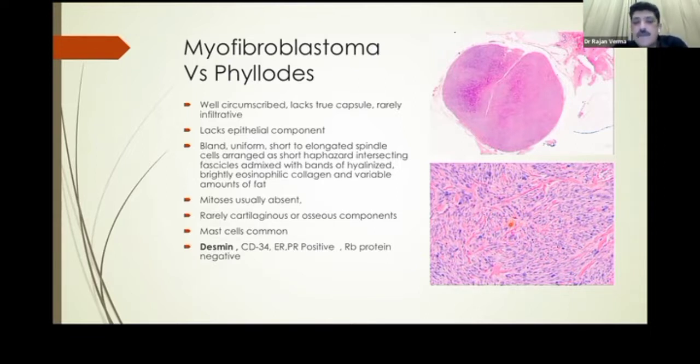Mitoses are usually absent. You can get an osseous component, a cartilaginous component. Mast cells can be picked up very commonly here, and that should point towards a diagnosis of myofibroblastoma. They are mostly accompanied by mast cells. These cells are desmin positive, and very interestingly, they are all RB protein negative. So these are the concluding IHC markers which can help you achieve the diagnosis. But morphology is very important, and these mast cells in between.